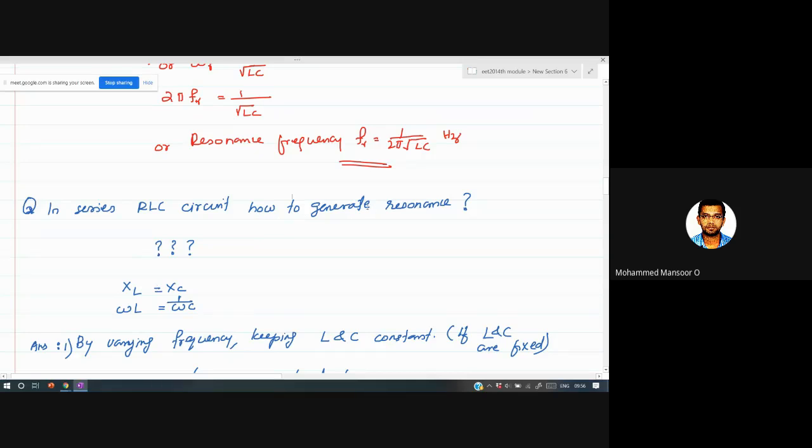Good answer. So now let's consider frequency is fixed. If frequency is fixed, how can you do it?